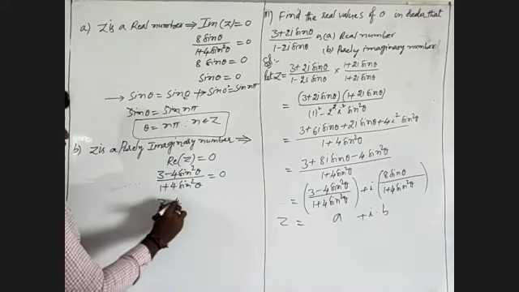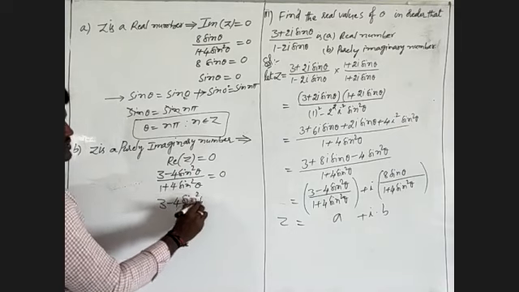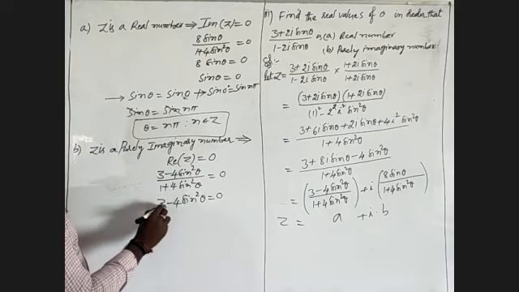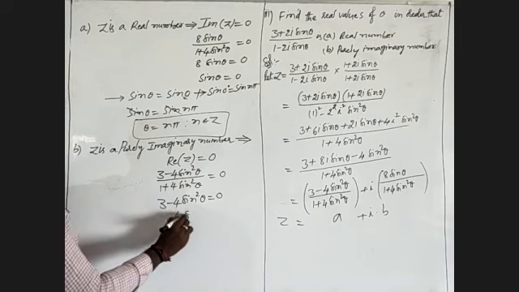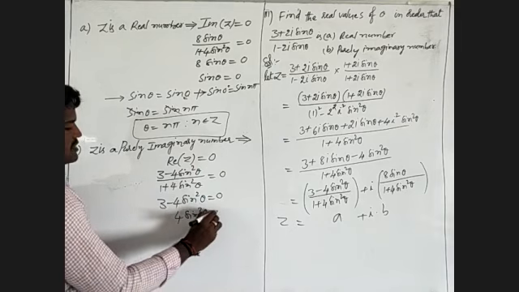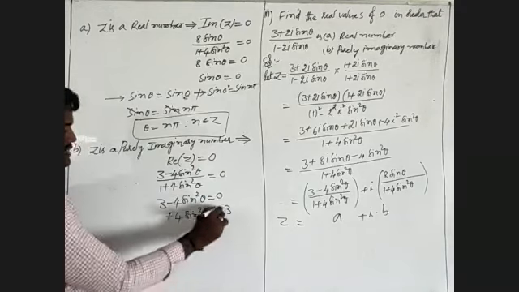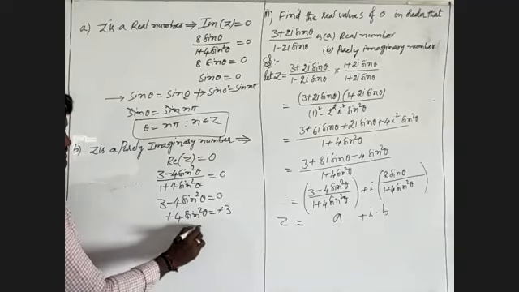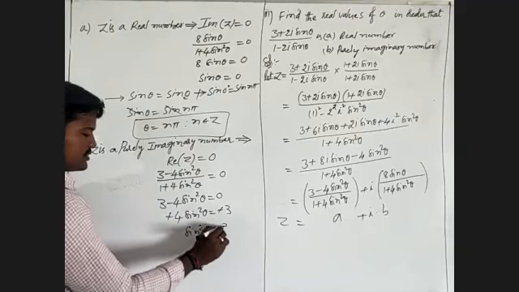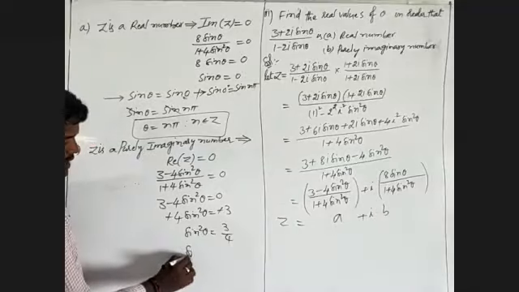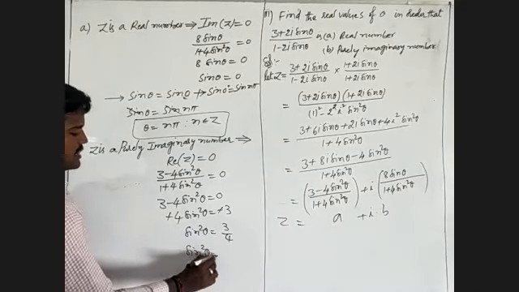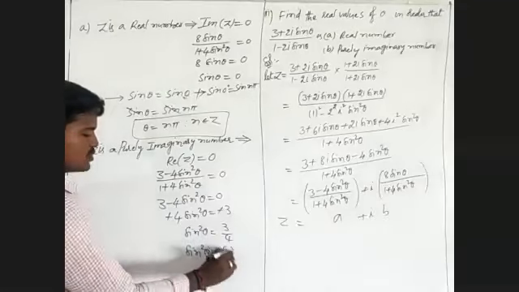After that, 3 minus 4 sin square theta is equal to 0. This value moves to the other side: 4 sin square theta is equal to 3, where the minus signs cancel. Sin square theta is equal to 3 by 4. Then I write sin square theta is equal to root 3 by 2 whole square.